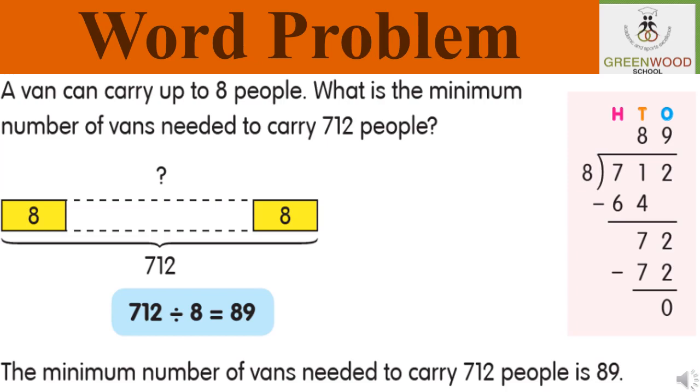Word problem. A van can carry up to 8 people. What is the minimum number of vans needed to carry 712 people? That means we have to divide 712 by 8. Again same steps. First draw the box, write 712 inside while 8 outside. Now 8 ones is 8, which is bigger than 7.